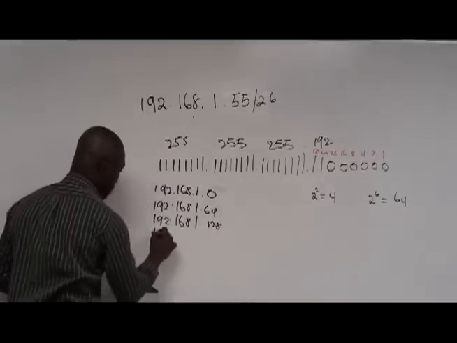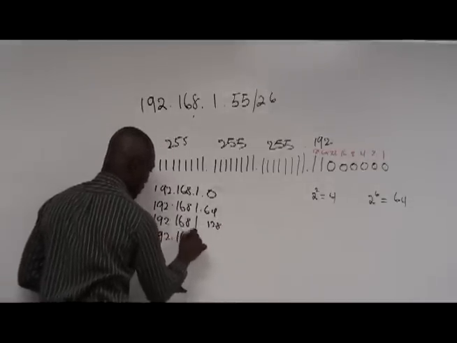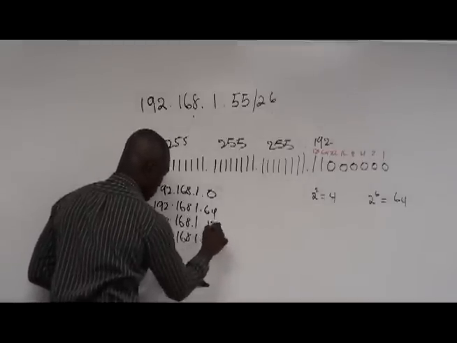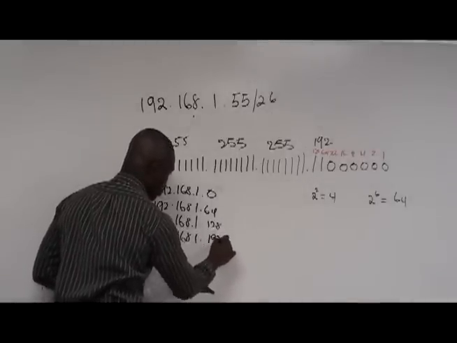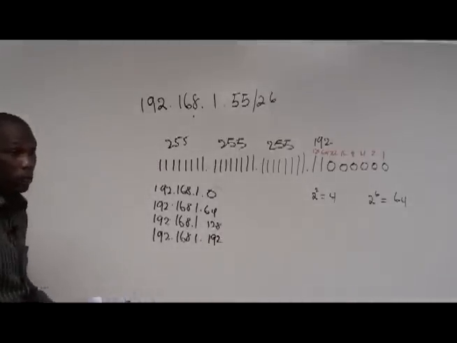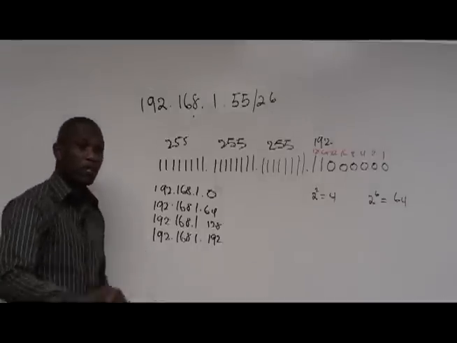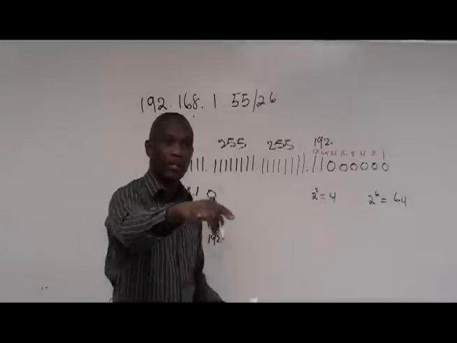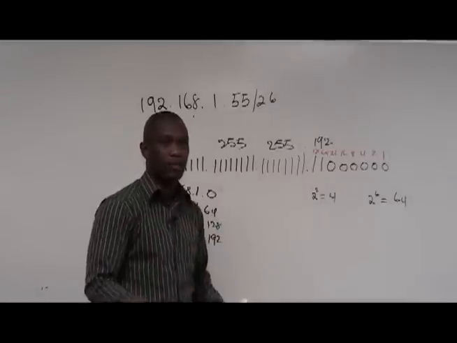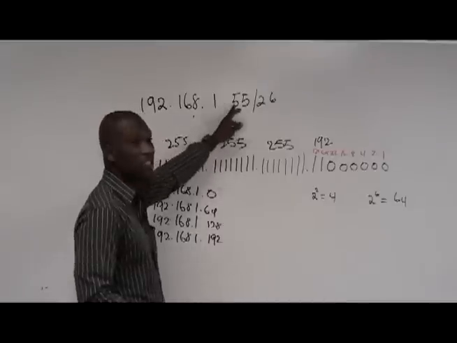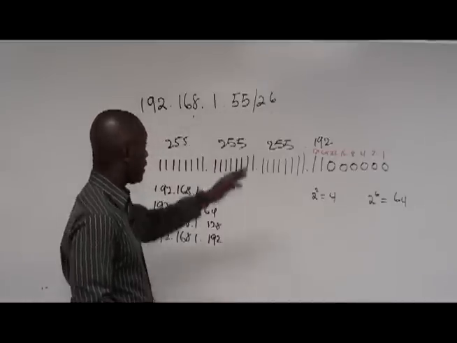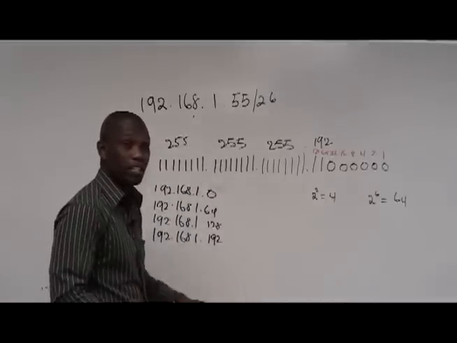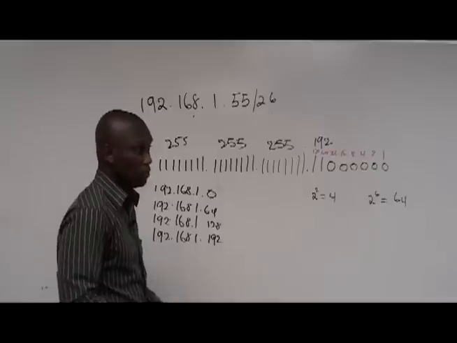And then your last network will be 192.168.1.192, right? So we know we have 4 networks here. One of the typical questions that you might get in one of the exams, be it CCNA or end of term exam or midterm exam, is what this number represents here.